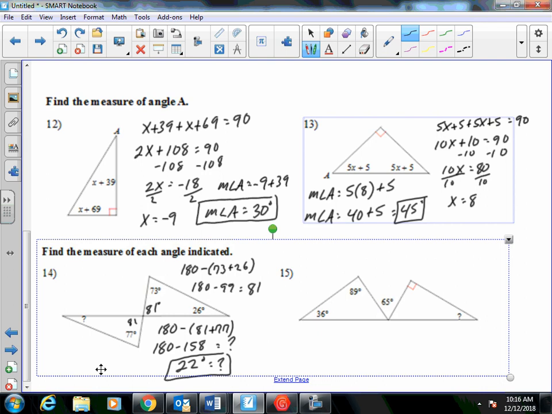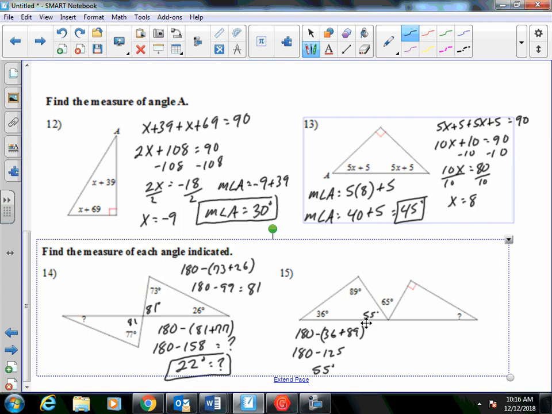And then 15, we got 2 angles in this triangle. We got a right angle given in this one, and this question mark's over here. So first thing we're going to do is figure out this angle right here. So 36 plus 89 subtracted from 180. So it'll be 180 subtracting 125. So it's going to be 55 degrees. So 55 right there.